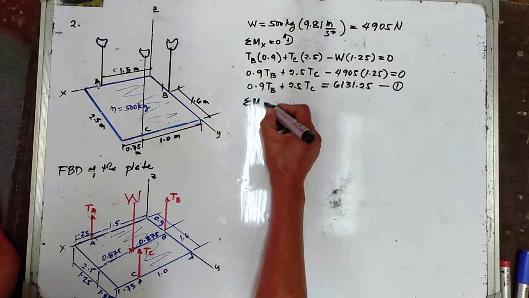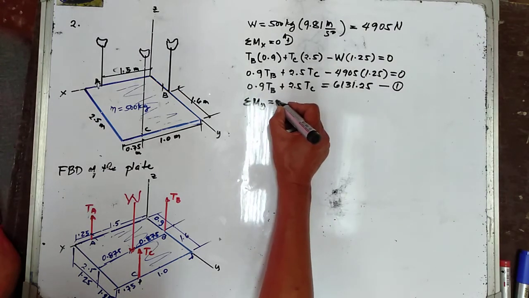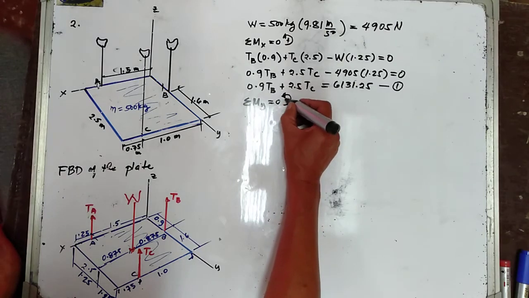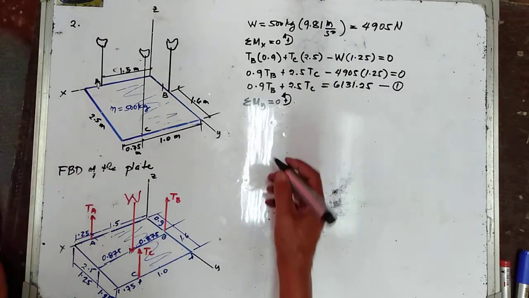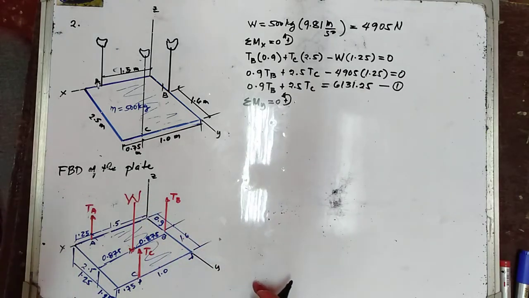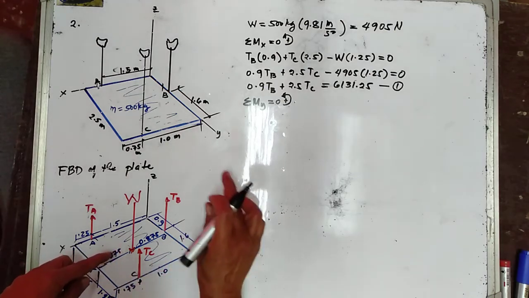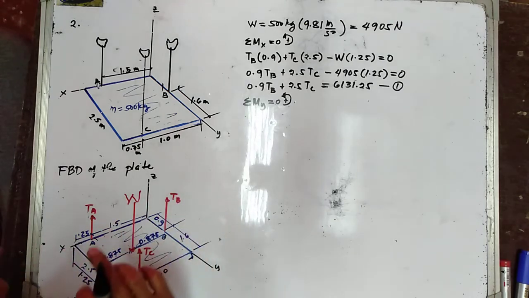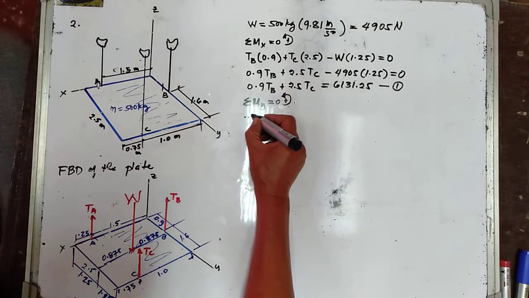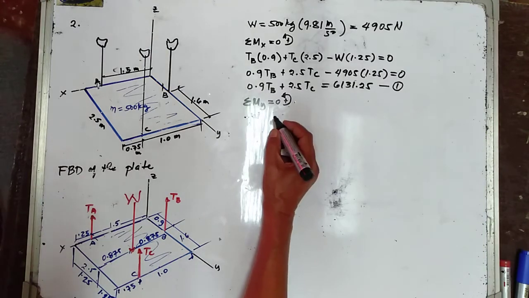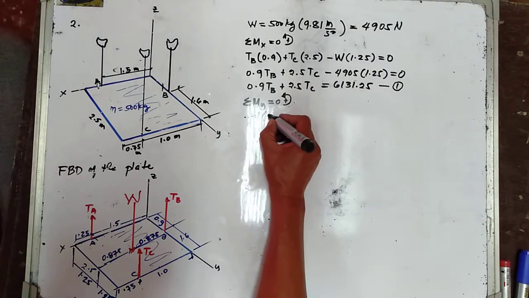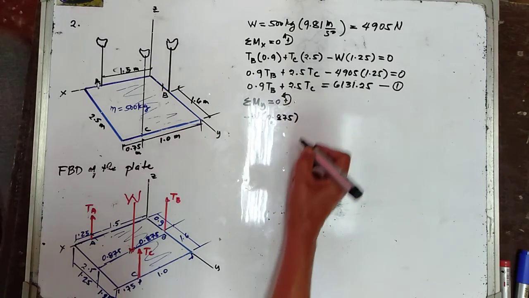Summation of moment about the y-axis is equal to 0, counterclockwise moment positive. So this is the y-axis. TB has no moment because it intersects the y-axis. So let's start with W, which is going clockwise about the y-axis. So we have minus W. Now the moment arm is 0.875.